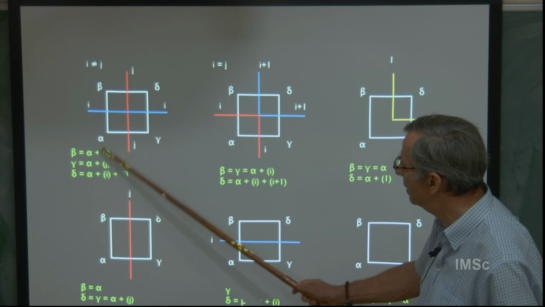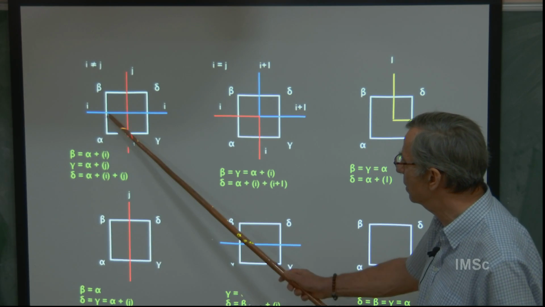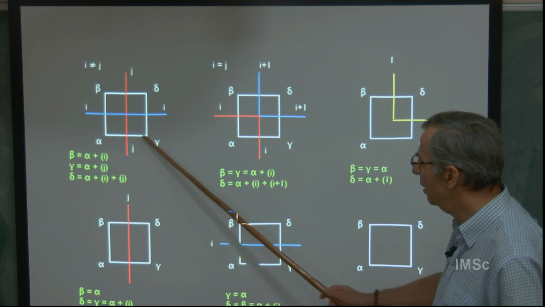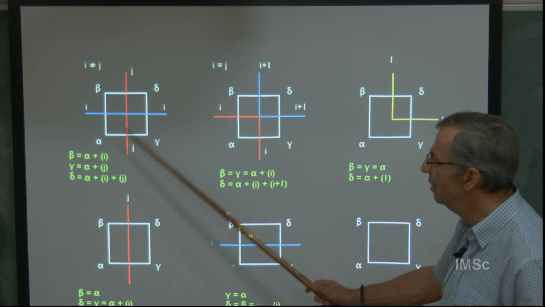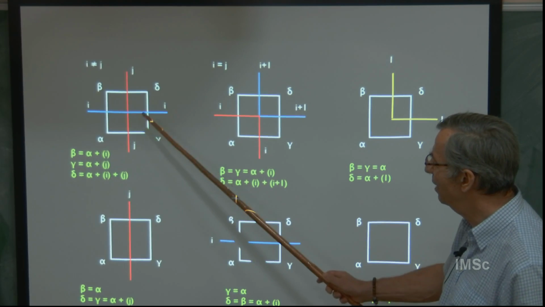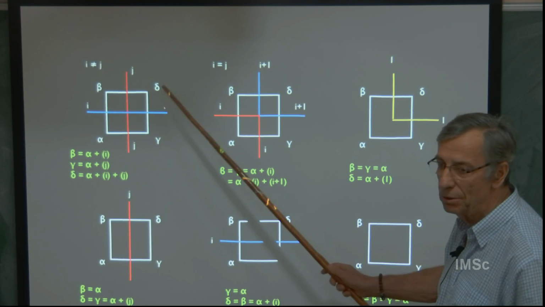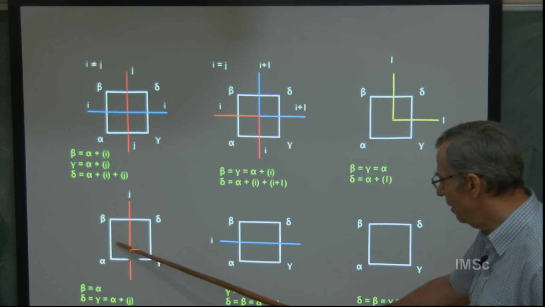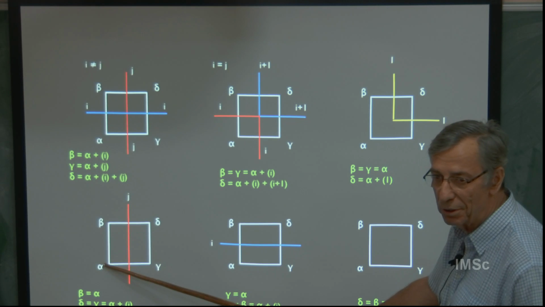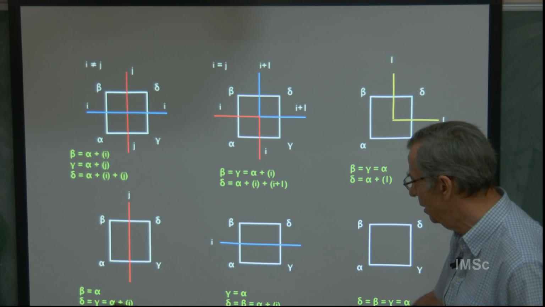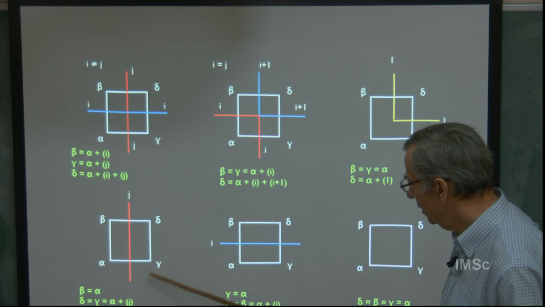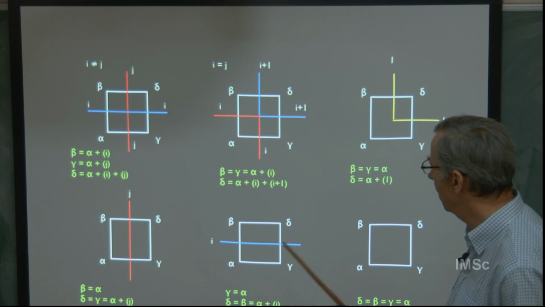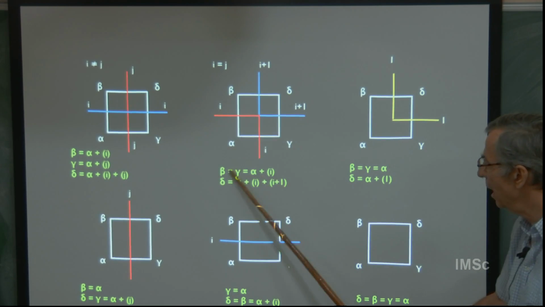So here I have beta equal to alpha plus, I am crossing this line of color I. From here I am crossing this line of color J. And here I have obtained delta from alpha by crossing the 2 lines I and J, so I have this relation. Here from alpha to beta I am not crossing any line, so they are equal. From this, gamma is obtained from alpha by adding a cell in level I, you see. So here I have beta equal gamma.